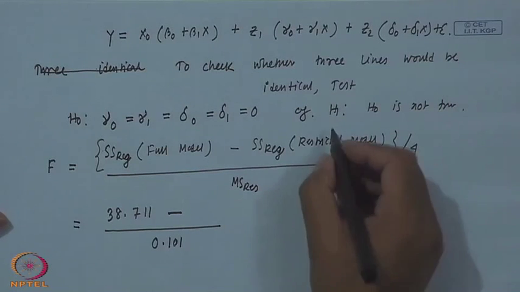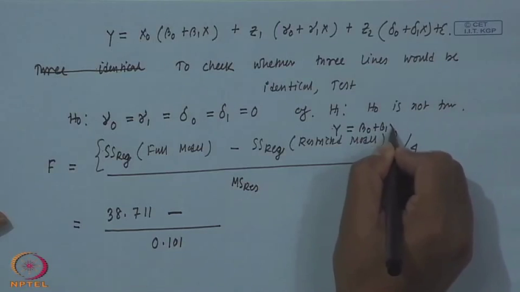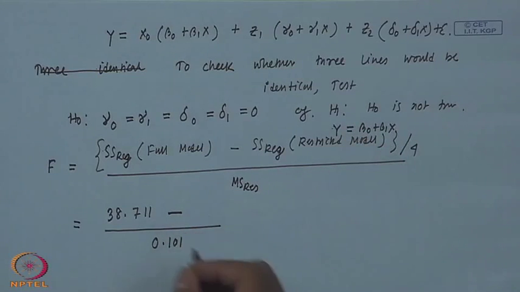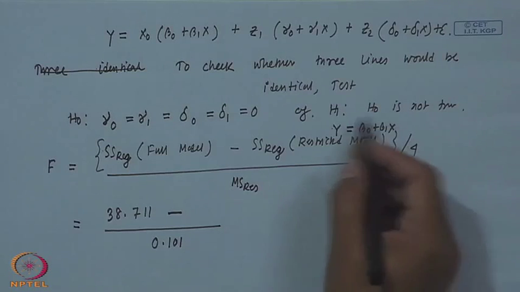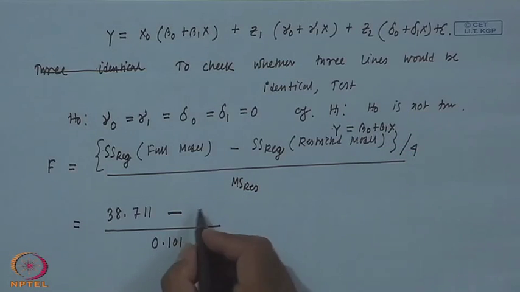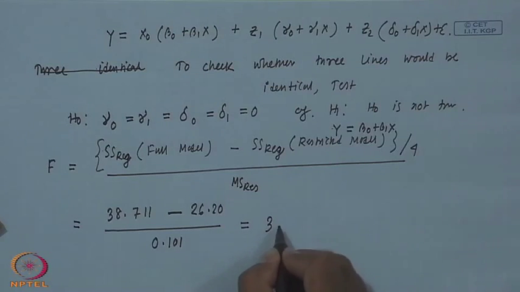What is the restricted model? The restricted model is y equal to beta naught plus beta 1 x. So, you just fit this model for the given data and you see how much of the variability is explained by this model. That is the SS regression for this model. You can check that, that is 26.20. So, this one is 30.97.